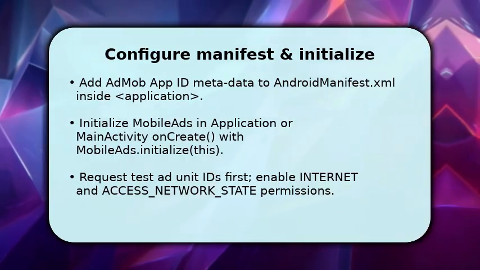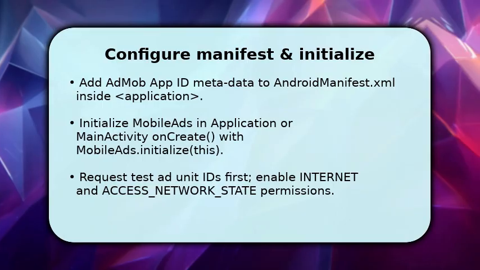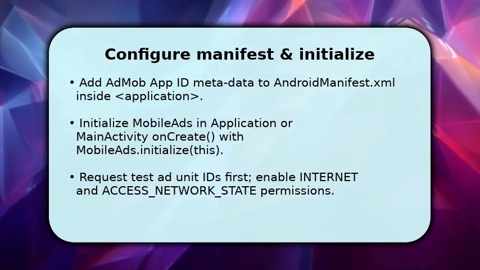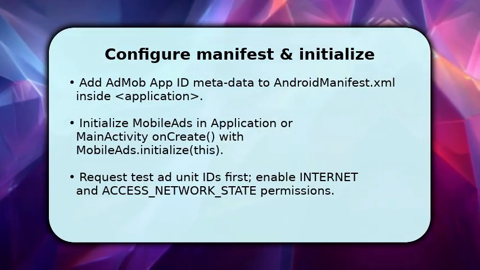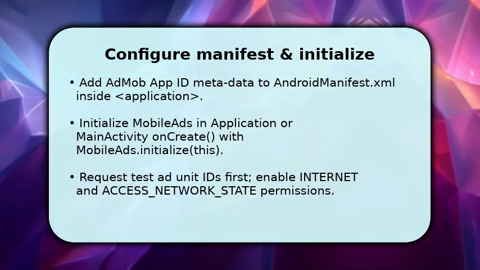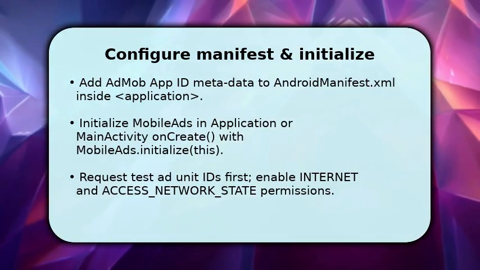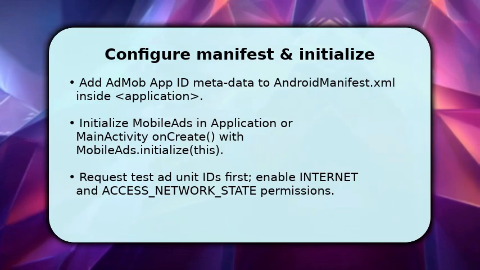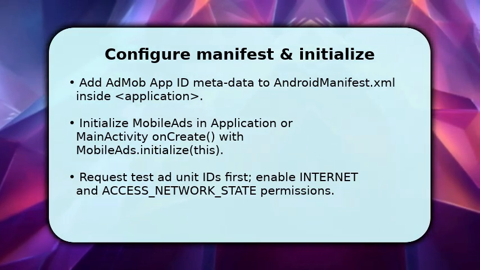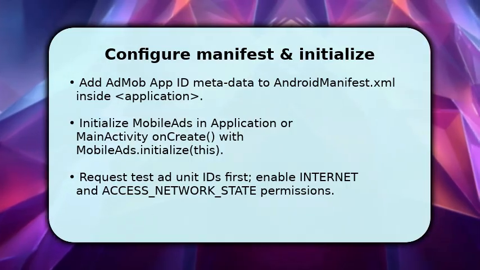Then, initialize the SDK early, call MobileAds.initialize with context in your application class or main activity onCreate so targeting and caching work. Also, declare internet and access network state permissions. And during development, use test ad unit ID to avoid policy violations.